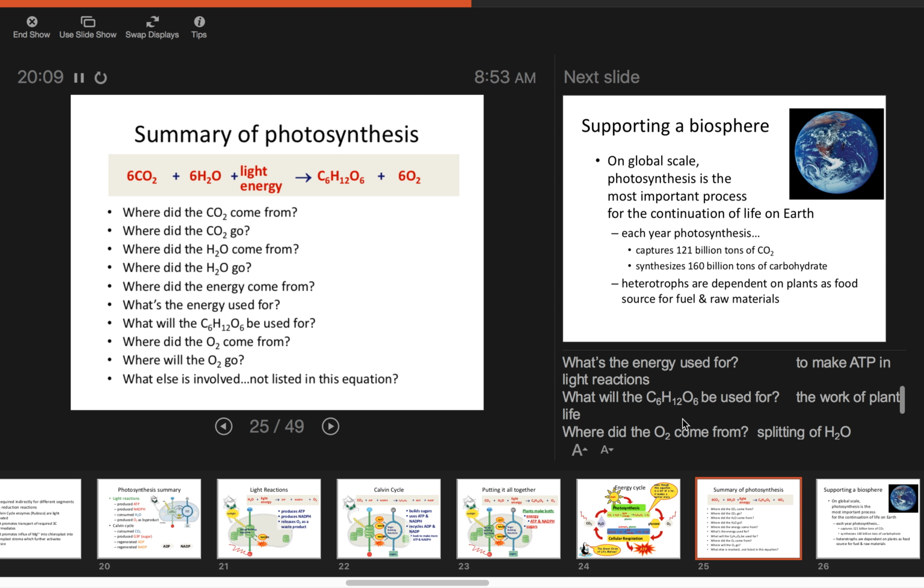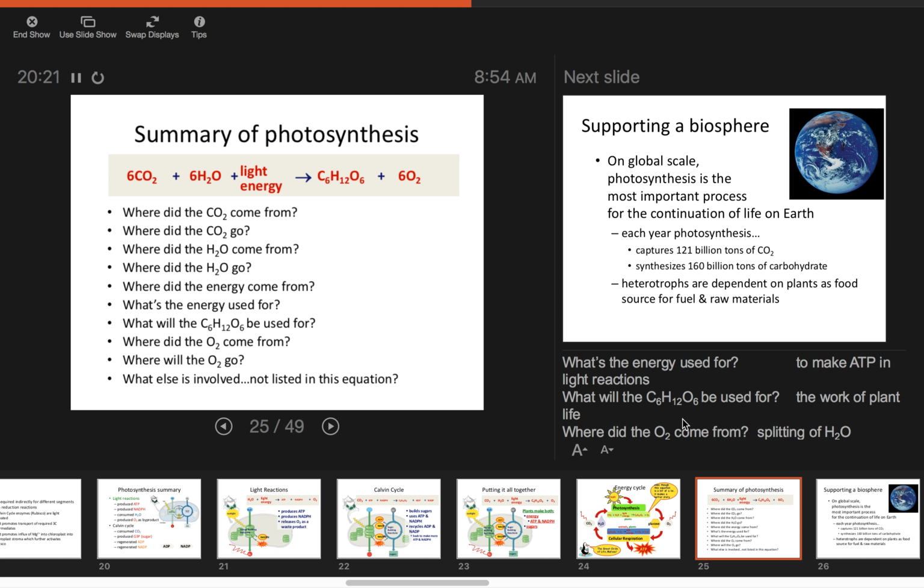Okay. What will the C6H12O6 be used for? Lots of answers for this, but what's glucose going to be used for? Energy, food storage. You know, you can make all the macromolecules from it. So basically, the work of the plant's life.